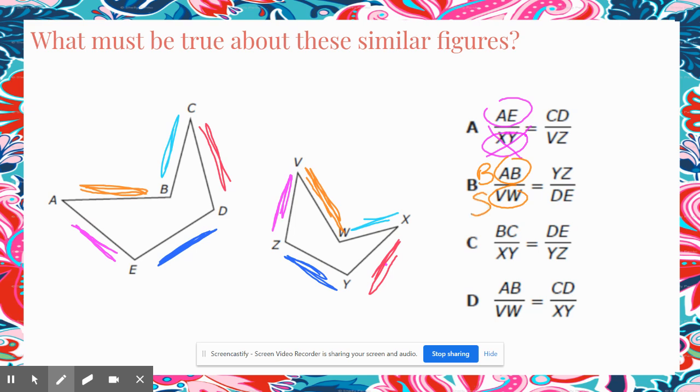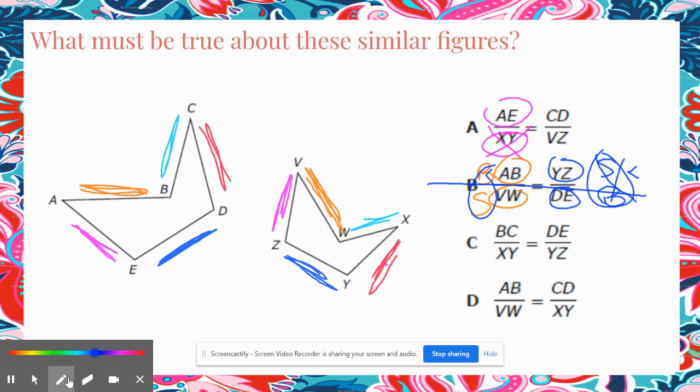Now I need to see, is the other one set up with the same color and also bigger over small? So YZ, which is blue, is on the smaller figure. And DE, which is also blue, is on the bigger figure. So we compared big to small and small to big. The ratios are not the same, and we can't have different ratios. So it's not going to be B.